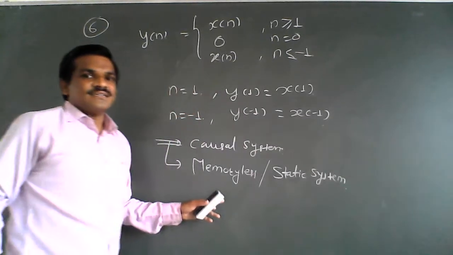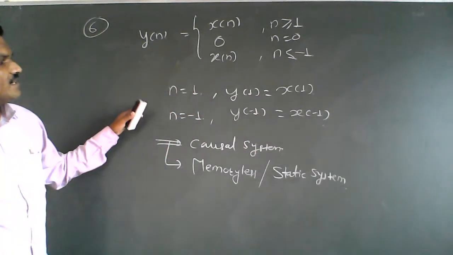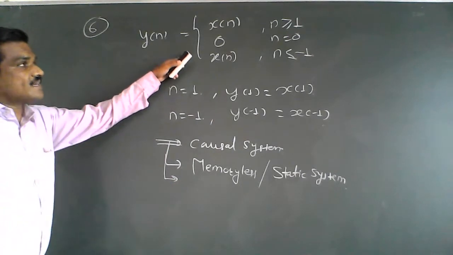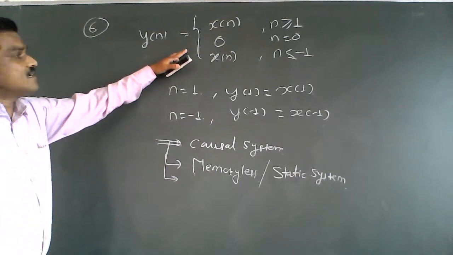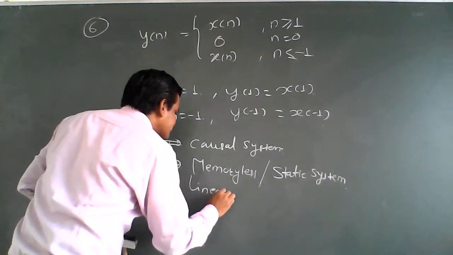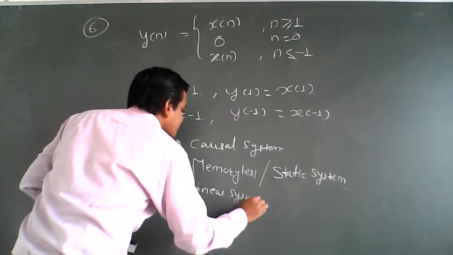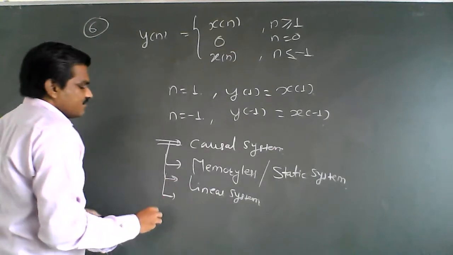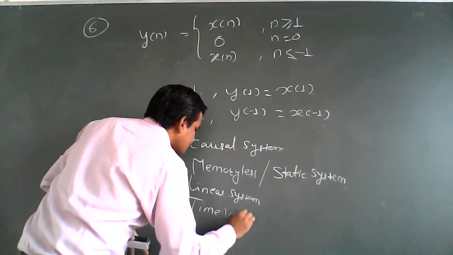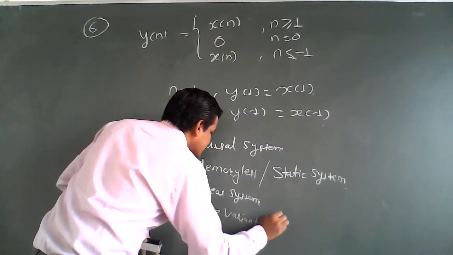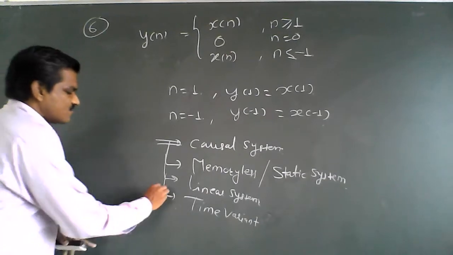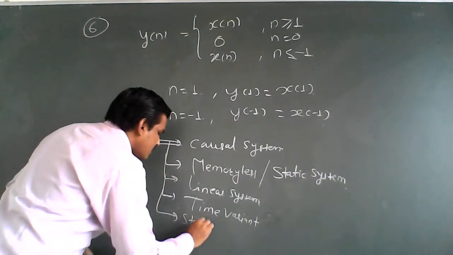And about the linearity, in the earlier example we saw the same system, and that system was a linear system. So this is also a linear system. This is also a time variant system. So this is a linear system, this is a time variant system, and also this is a stable system.